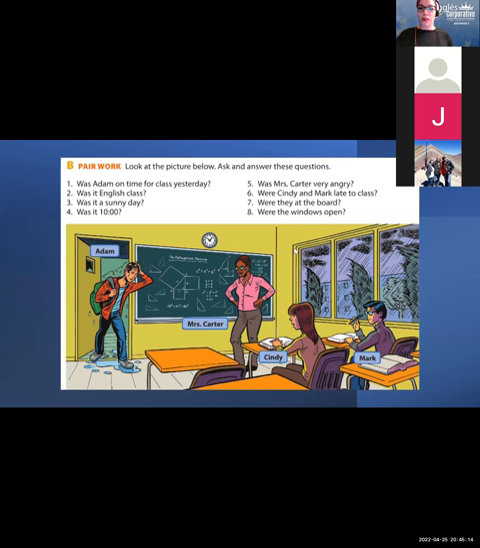No, they weren't. Now, the last one, were the windows open? No, they weren't. Recuerden que, y aquí ven la pista, está usando el were. El were es para plural nouns, ¿ok? En este caso estamos usando el plural windows, por lo cual se usaría were, porque estamos hablando de plural. De las ventanas, en este caso se convierte en un they, en plural. Were the windows open? No, they weren't.